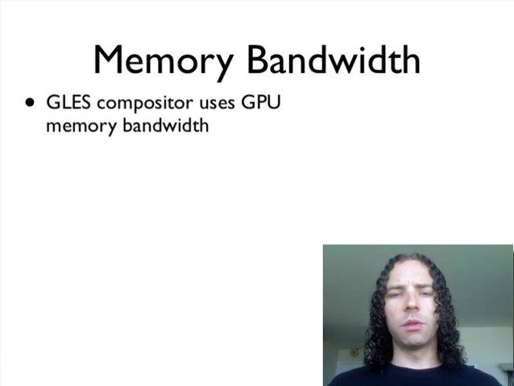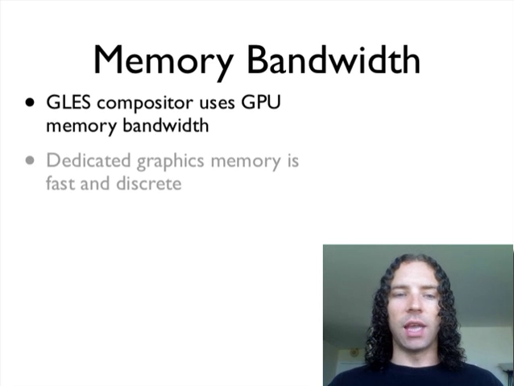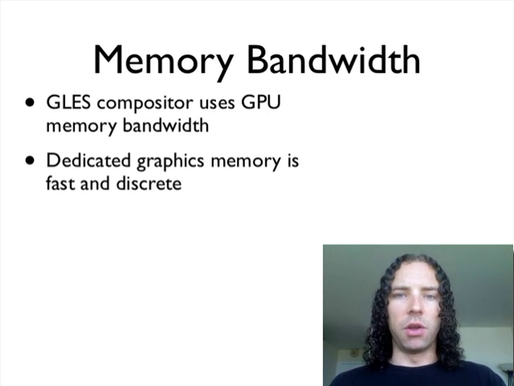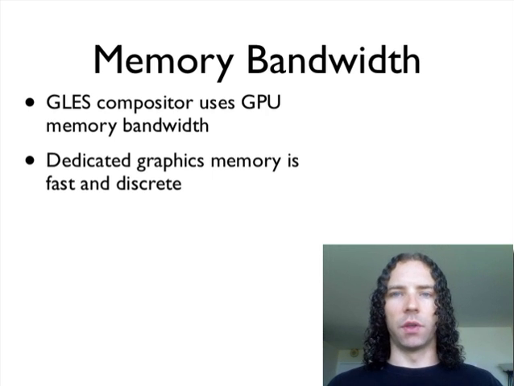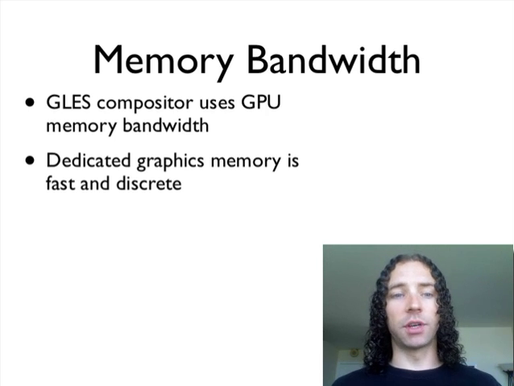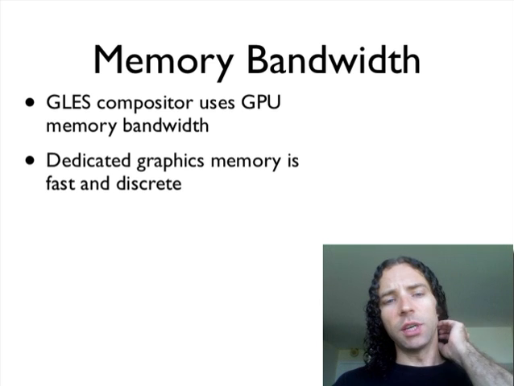So the point is that the GLES compositor uses GPU bandwidth. This is great because, say if you have things like a dedicated graphics card that has its own memory on it, that memory is fast, it's usually laid out in a way that's optimized for this kind of operation, copying and manipulating large chunks of image data, because that's basically all the graphics card does. So it's going to be really fast for this.